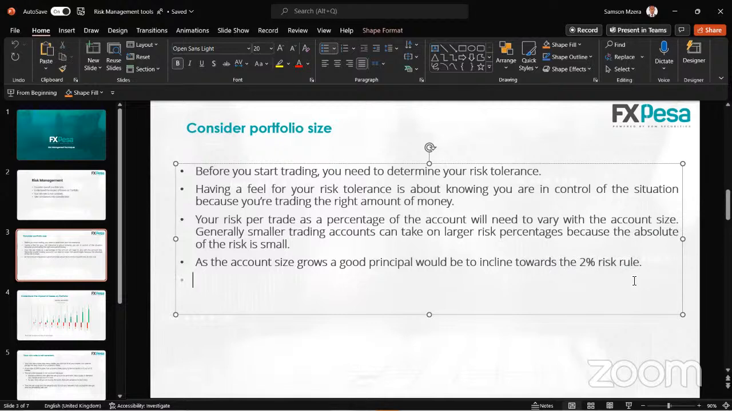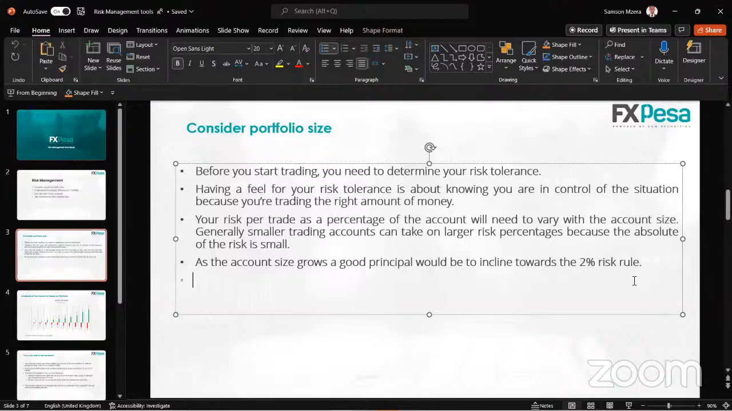Because again, if you're trying to risk 2% in a very small account, probably you're not going to make as much with a small account. But if you're risking 2% maybe on a $1,000 account or a $5,000 account, then it makes more sense because your reward is also going to be within that range.